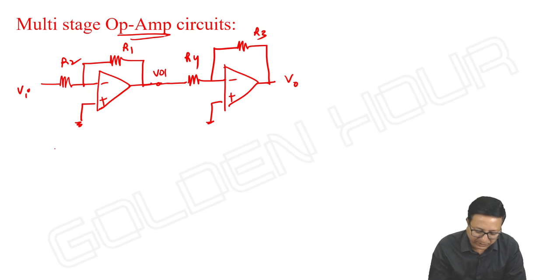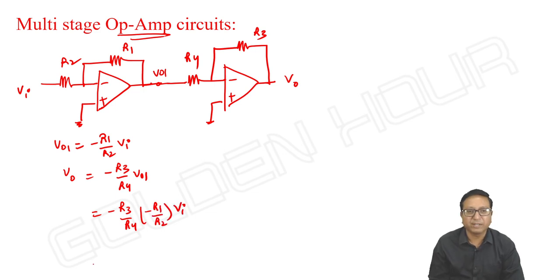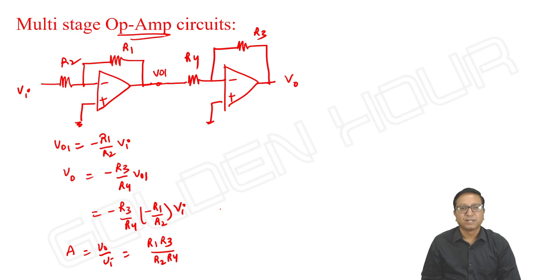If you take it, what is VO1? VO1 is equal to minus R1 by R2 into Vi. And what about the overall output? It is minus R3 by R4 into VO1, that is minus R3 by R4 into minus R1 by R2 into Vi. So what is the overall gain? V output by Vi is equal to R1 R3 by R2 R4. That's it. Here we need not worry about the loading effect.